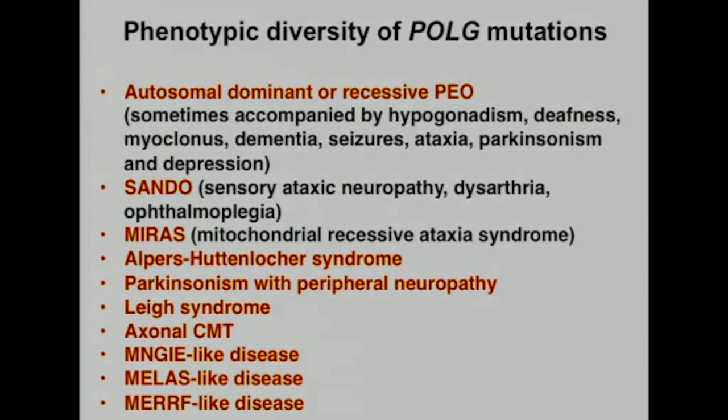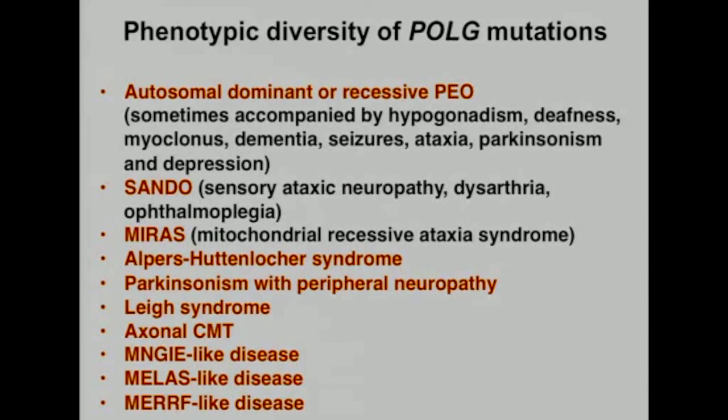And it presents in many different ways. It can present either as autosomal dominant or recessive ophthalmoplegia. You can have a multisystemic disease like sensory ataxic neuropathy, dysarthria, ophthalmoplegia, or SANDO. Or we can even have children affected with a severe brain and liver disease called Alpers-Huttenlocher syndrome. It presents with severe liver disease, often causing liver failure and refractory seizures, and unfortunately these patients often die early in childhood. But this is quite heterogeneous.